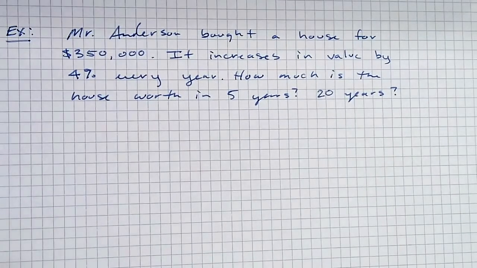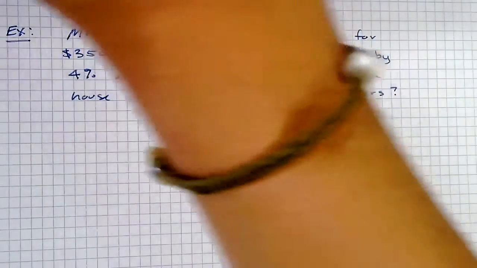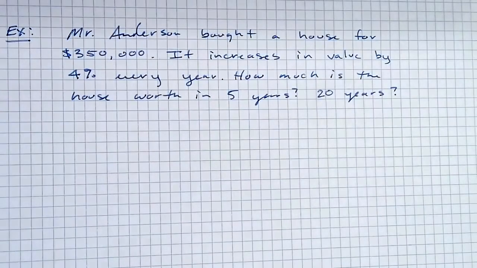All righty, so let's say I bought a house for $350,000. It increases by 4% every year, and we want to know how much it's worth in 5 years or 20 years.